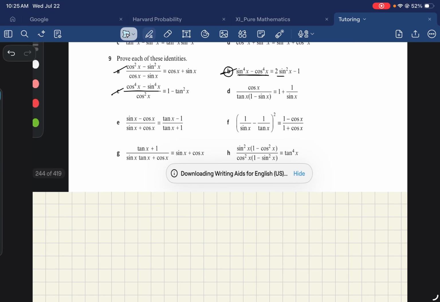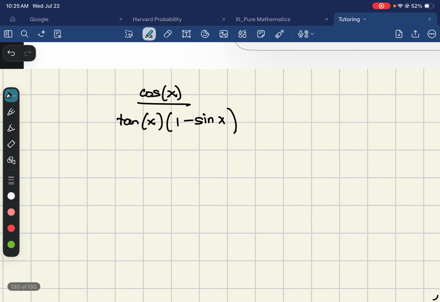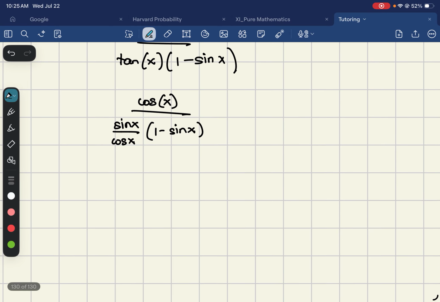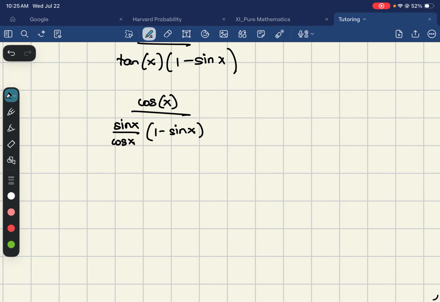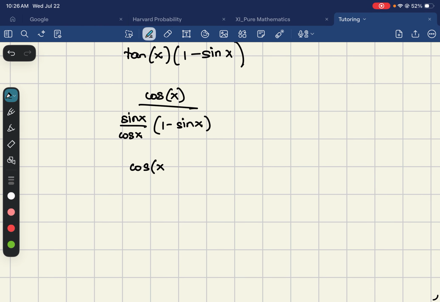Part D is quite similar. We have cos x divided by tan x times 1 minus sine x. That is your left-hand side for part D. Tan x, I can write as sine x over cos x, 1 minus sine x. All right. Now, what I can do is, I am dividing, this is going to simplify to this.